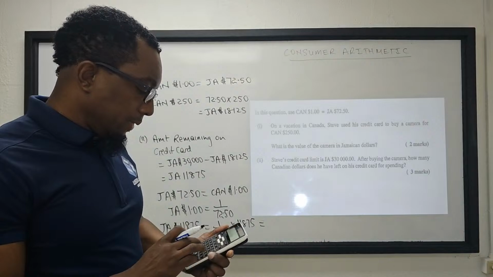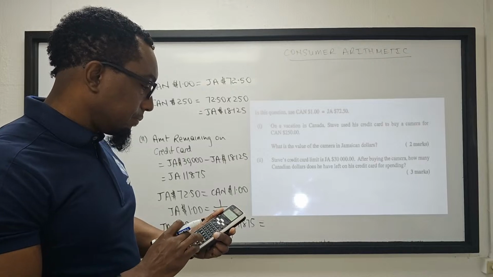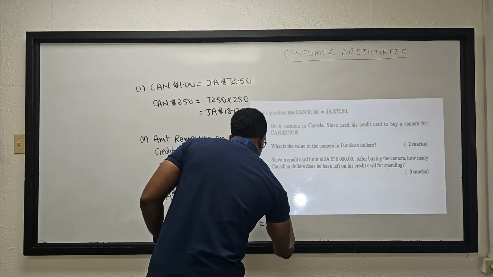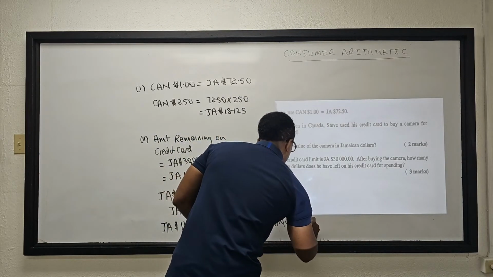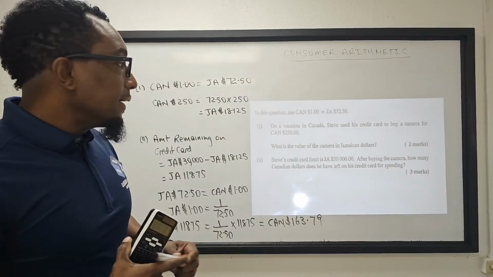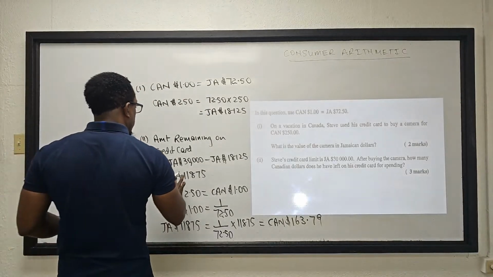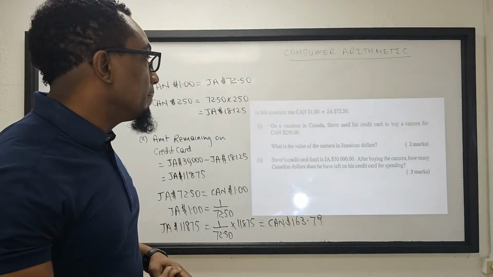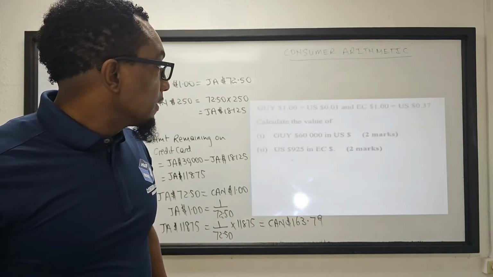So we can simply work it out. 11,875 divided by 72.50, which will be calculated to Canadian $163.79. Good. So after buying the camera, we know that Steve would have been left with this amount of Jamaican dollars, and therefore we can convert that amount of Jamaican dollars to Canadian dollars. That's what we have there. Alright? So let's move on to another.